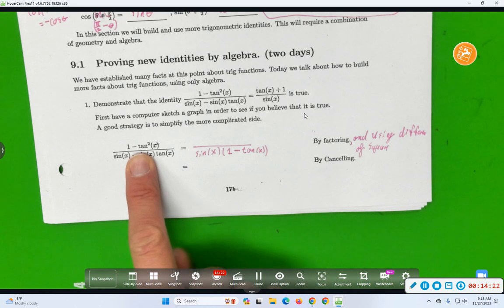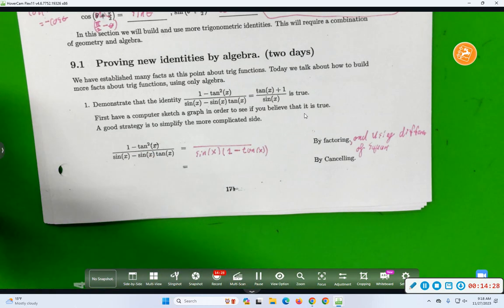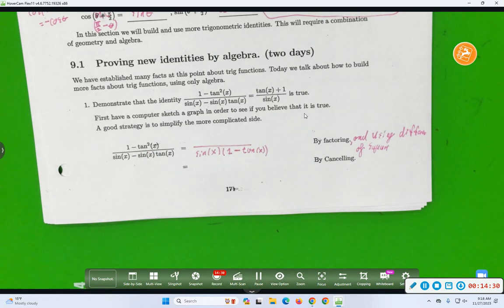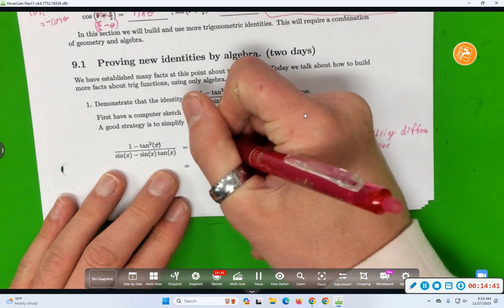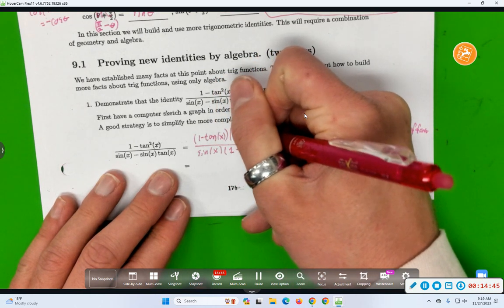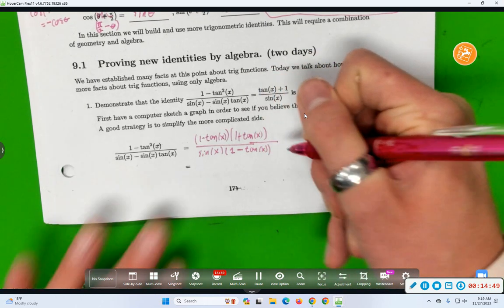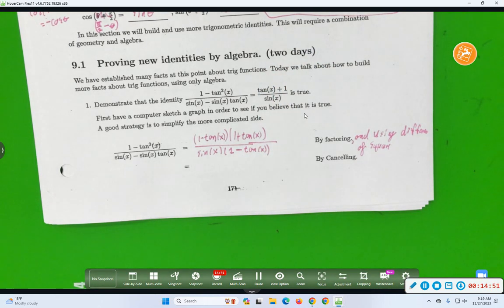And I chose t for a reason, because t is the first letter in tangent. So I see a difference of squares in the numerator. Let's use that. What does the numerator factor as using the difference of squares? 1 minus tangent, 1 plus tangent. Cool.